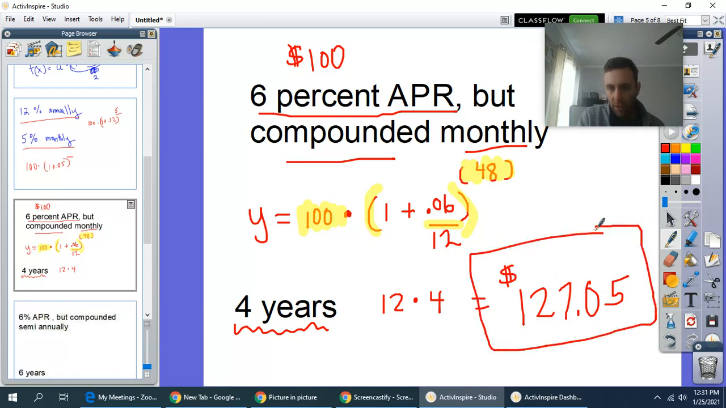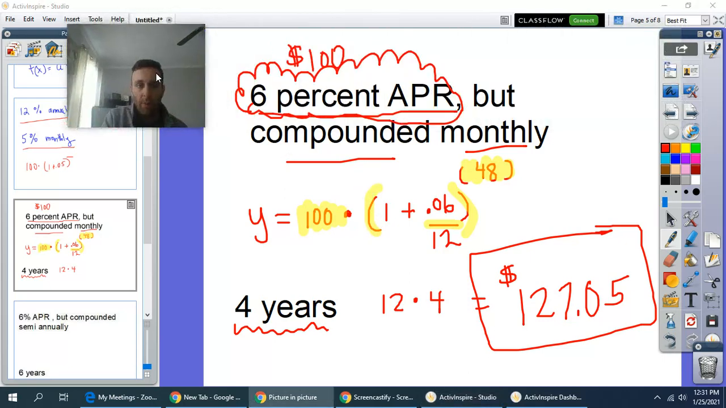All right, so let's talk about what that really means, okay? Hopefully by now, from the first example, you know that that's actually going to be way more than a 6% APR. So to find out what that percentage rate really is, we're going to do a couple of things, but just know that that 127.05 is going to signify a higher rate than 6%.